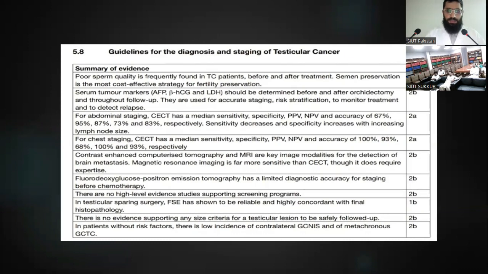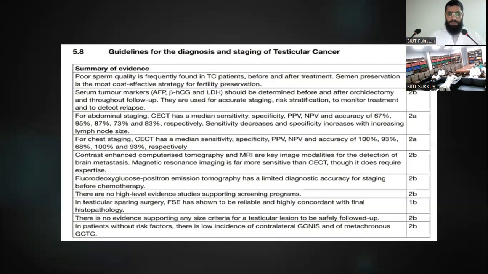Contrast enhanced computerized tomography and MRI are key imaging modalities for the detection of brain metastasis. Magnetic resonance imaging is far more sensitive than contrast enhanced CT, though it does require expertise. FDG PET has a limited diagnostic accuracy for staging before chemotherapy. There are no high level evidence studies supporting screening programs and testis sparing surgery.